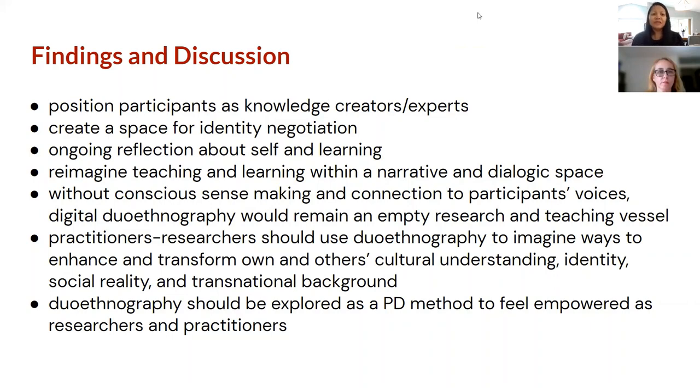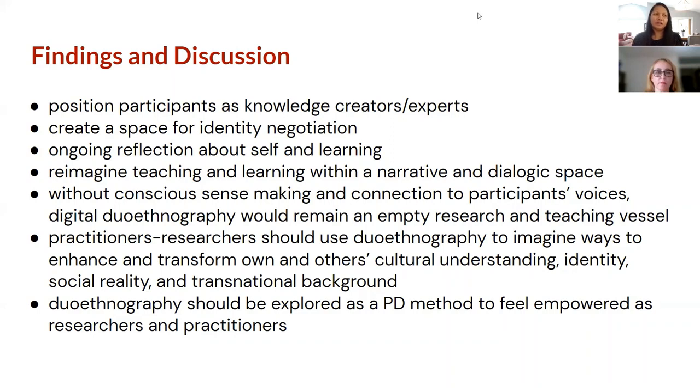In the findings, the participants are the knowledge creators and the experts. So if you want to write your duoethnography, the participants should be the experts and the creators. Also, when we do this duoethnography, we create a space where we get to negotiate our identities and keep on reflecting.